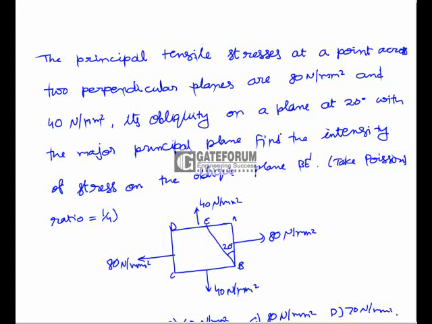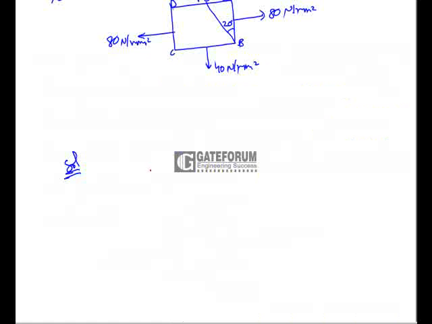Tensile stresses at a point across two perpendicular planes are 18 Newton per mm square and 14 Newton per mm square. It is obliquely on a plane at 20 degrees with the major principal plane. Find the intensity of stress on the oblique plane. Take Poisson's ratio equal to 1 by 4. Here on the oblique plane there are two stresses induced. One is normal stress and another one is tangential stress, let us say sigma t. So we will have to find out the intensity of these two stresses.